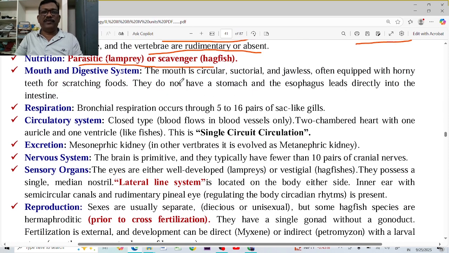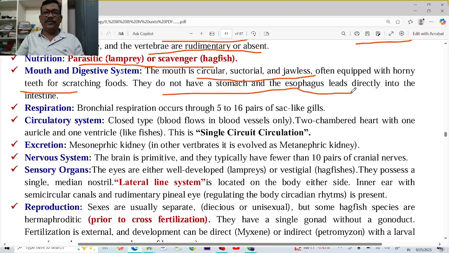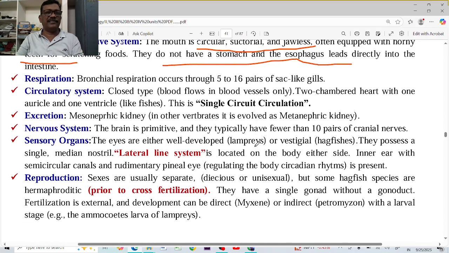Mouth and digestive system. The mouth is circular and suctorial but jawless. There is no jaw in the mouth, but horny teeth are present to make the injury, especially in the lampreys. They do not have a stomach, and the esophagus leads directly into the small intestine, because they are parasites and the body fluids already contain digested food material, which needs very little digestion. That's why there is no stomach and other organs.